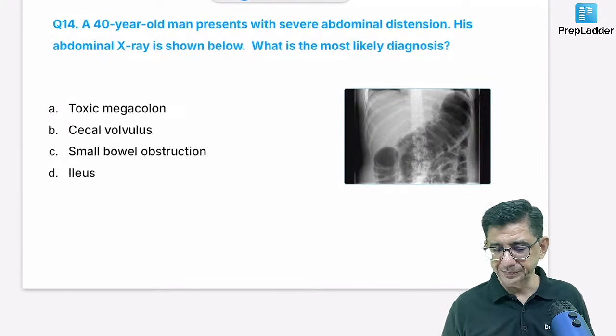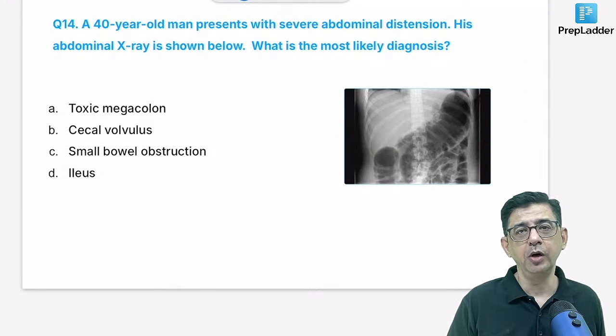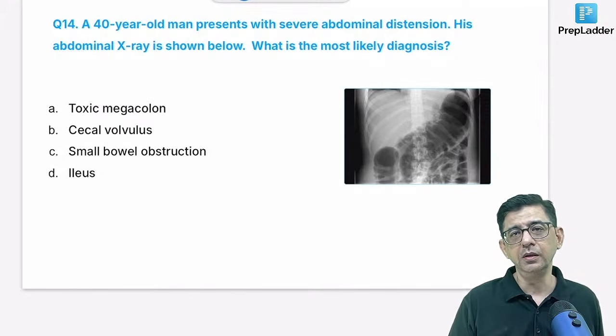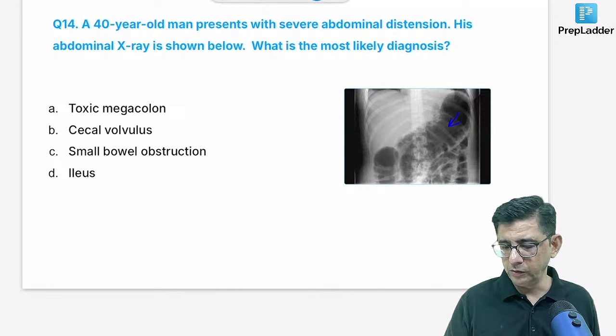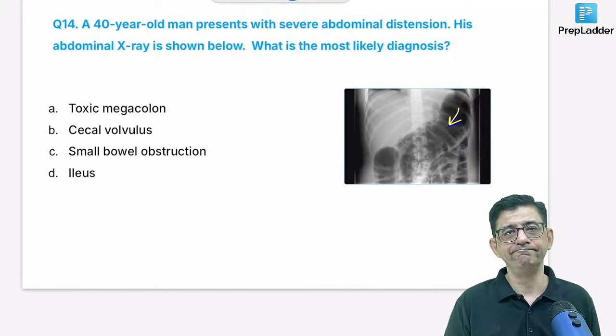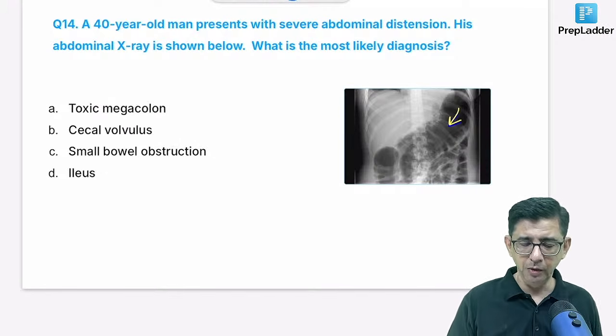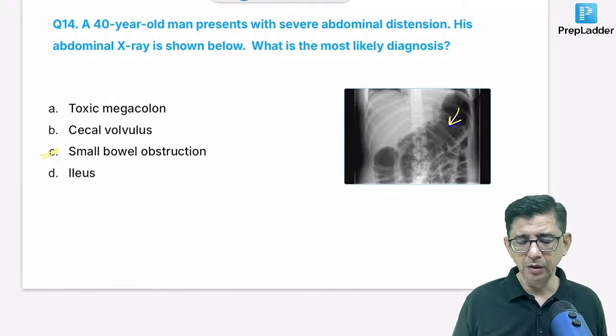Okay. Next is a patient with gross abdominal distension. You can see the haustrations. So this is obviously large bowel. You can see a large amount of haustrations present. So this is the large bowel, and yes, guys, it is not the small bowel. So I am left with ileus versus toxic megacolon.